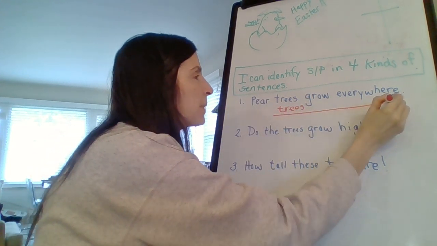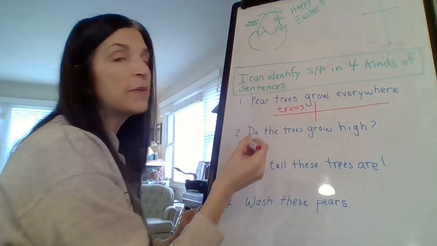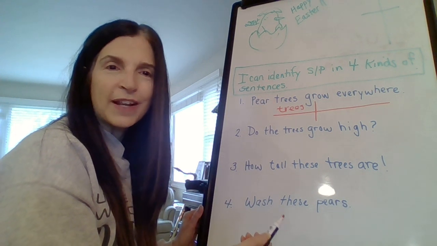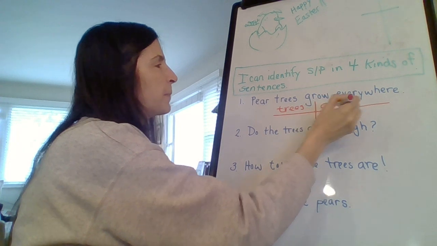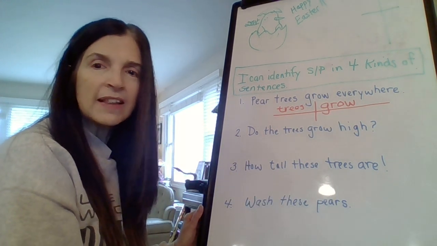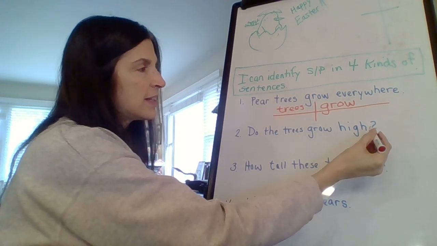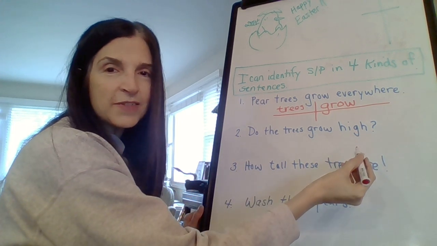We draw our baseline, we draw our bisecting line, and then we ask ourselves, what are the trees doing? They grow. So we then write down grow right after the bisecting line, and there it is. The second type of sentence, as you can see, is a question or interrogative sentence.